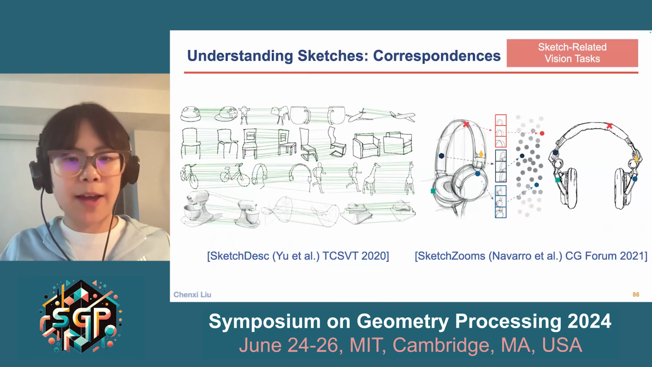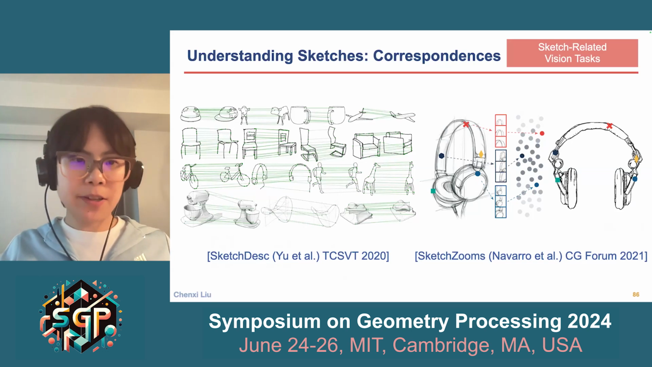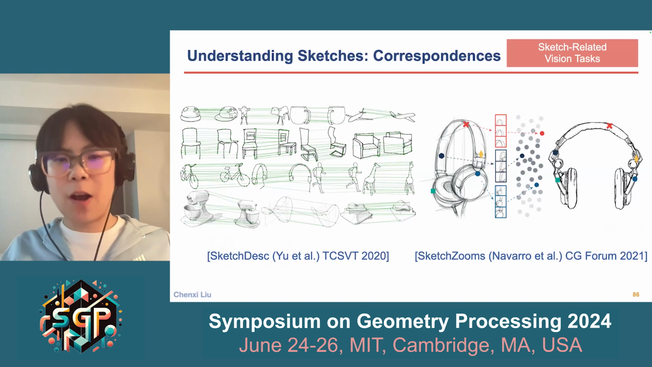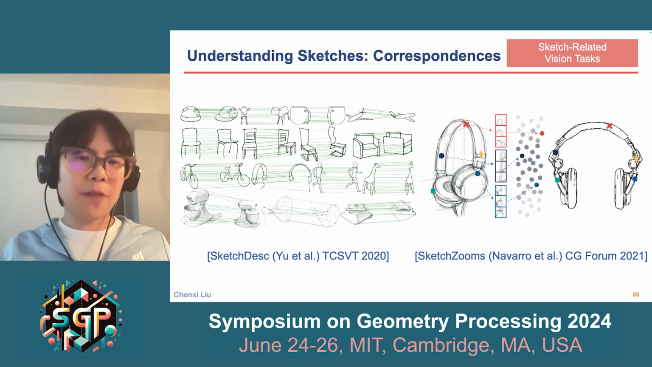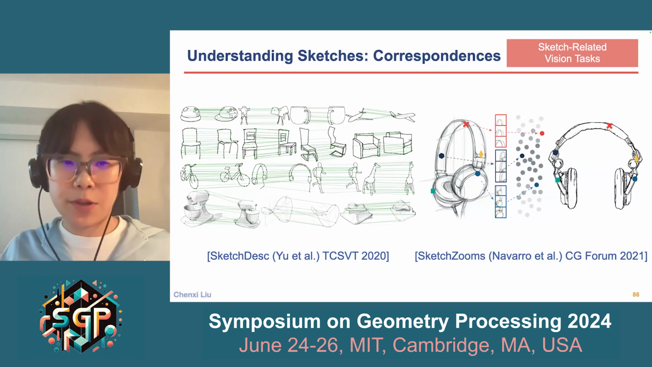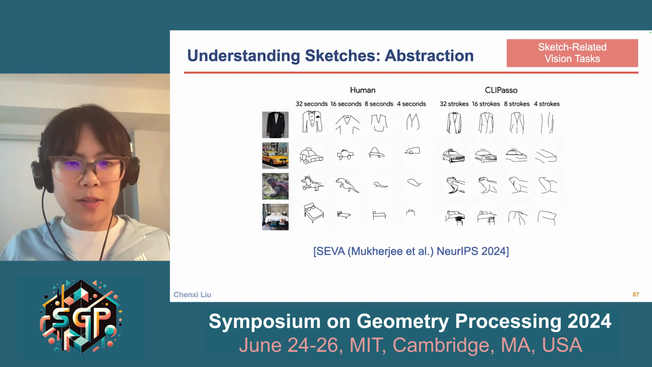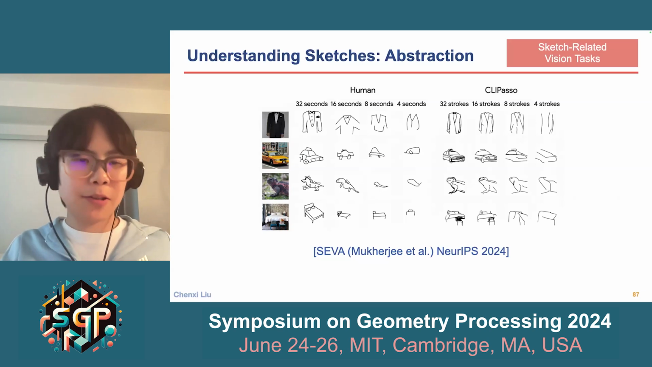One important aspect of understanding sketches is the correspondence between sketches. So for example, the correspondence between different sketches of the same object, as in the examples on the left, or they can even be of different objects in the same category. And as mentioned before, they are useful for graphics applications such as lifting and in-betweening. Another example of sketch understanding for vision tasks is the abstraction power. This current vision paper is about comparing the abstraction power of auto sketch generation methods, such as CLIPasso, to human abstraction power.